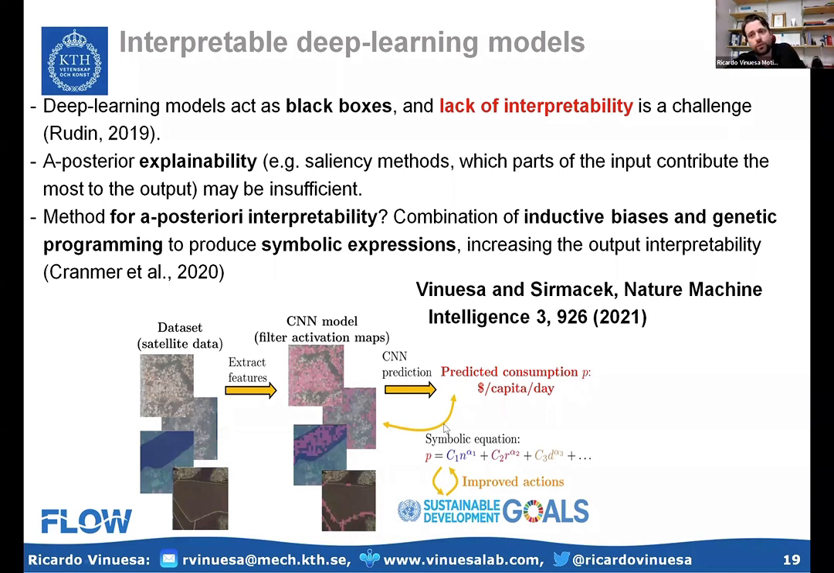And there is a way to try to do this in deep learning models, for example, the approach by Kramer and others with inductive biases and basically genetic programming in order to develop symbolic expressions that can generalize quite well. So now we're getting into the more technical part of the talk, how we can actually leverage all the knowledge that we have from the AI possibilities into sustainability and how we can apply that to concrete applications.